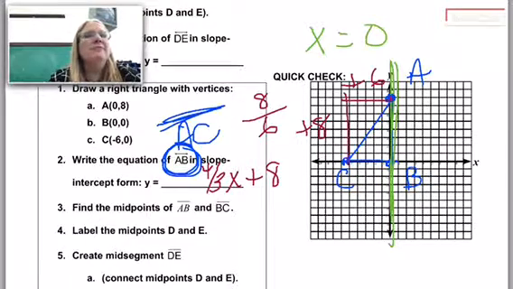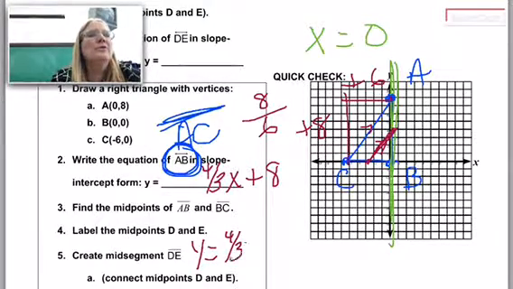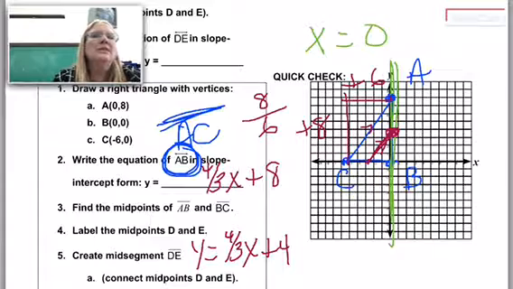And then if we find the midpoints, we're at 3 and 4. Again, this line is parallel to this line, so the equation is y is equal to 4/3 x, and where does it cross y? At 4.